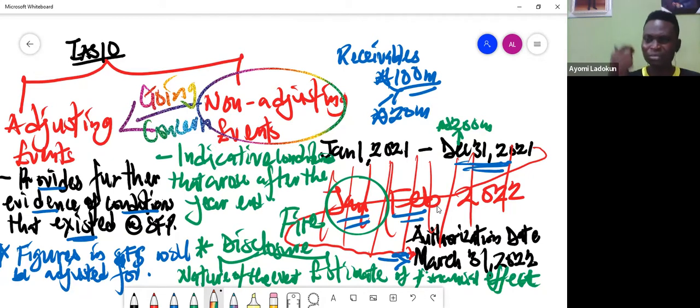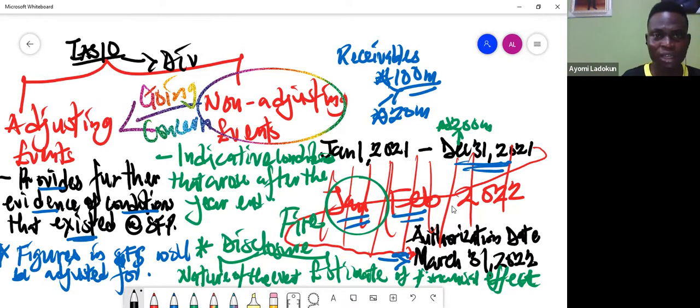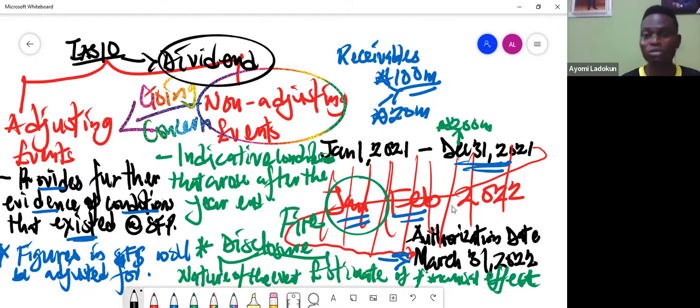Now, the last one you need to learn is dividend. You know dividend, the money that goes to shareholders as a result of their investment, all right? So what happens to dividend when it comes to IAS10? The question is this: if dividend is declared before the year end and paid after the year end, is there an adjusting event? The answer is no. It is a non-adjusting event.